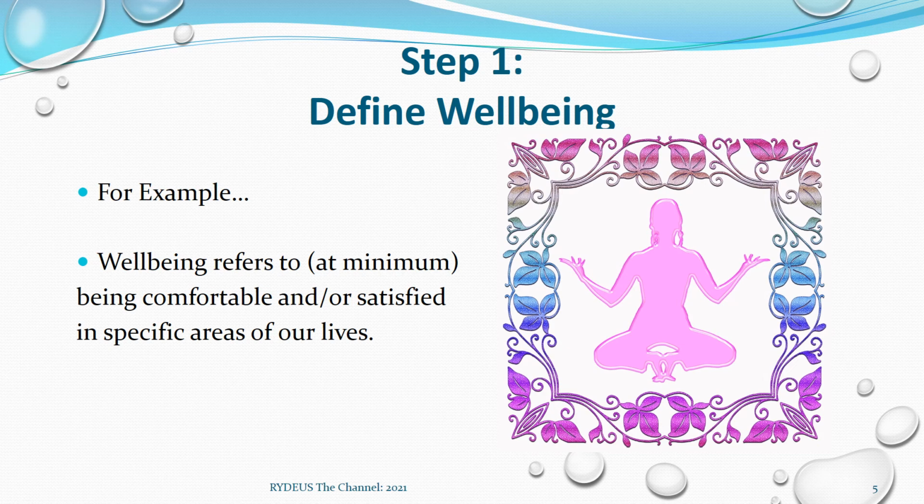The first step in creating a personal development plan is to define well-being. And I've given you a definition here. You could use this definition, or you could create your own definition, or you could go to the internet and choose a definition that you're comfortable with. My recommendation is that you define it in your own terms. And I'm saying well-being refers to, at minimum, being comfortable and or satisfied in specific areas of our lives. So we identify specific areas of our lives, and to the extent that we are comfortable or satisfied, we could be said to be enjoying a level of well-being. So that's the first step, define well-being.